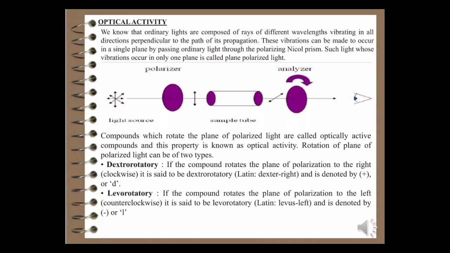Dextrorotatory means that if the compound rotates the plane of polarized light to the right side, which means clockwise, it is said to be dextrorotatory and it is denoted by the symbol plus. Levorotatory means the compound rotates the plane of polarization to the left side, which means counterclockwise. It is said to be levorotatory and it is denoted by the symbol minus.